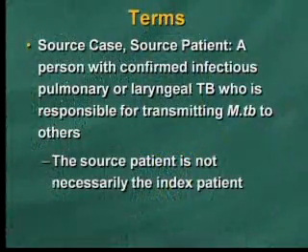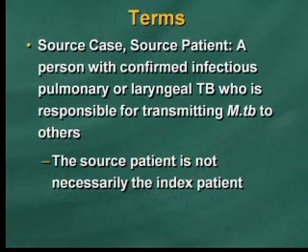So let's look at source case. We said the source case is the person who has been confirmed infectious with pulmonary or laryngeal TB, who is responsible for transmitting TB to others. That is the individual that when we find case A, and case A is our index, and we start asking a question in that index case, especially if this is a child, we have to look at who transmitted this germ to this child.